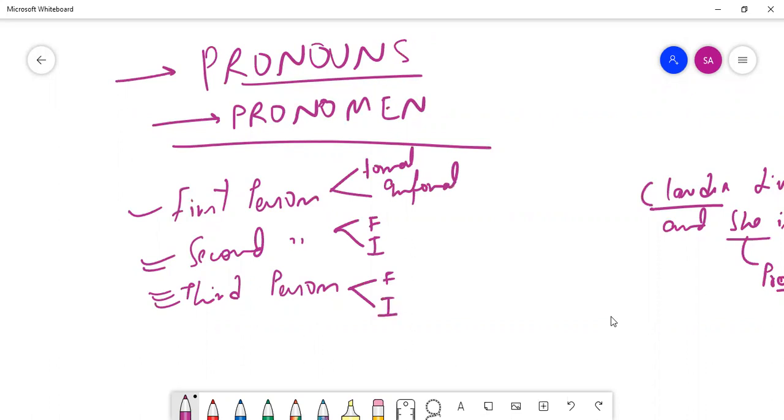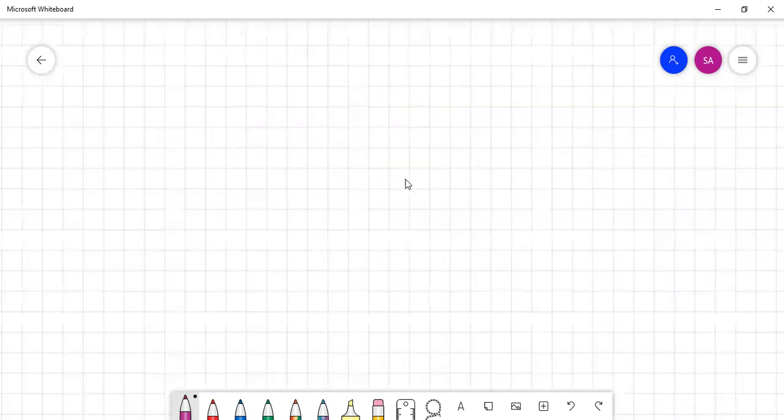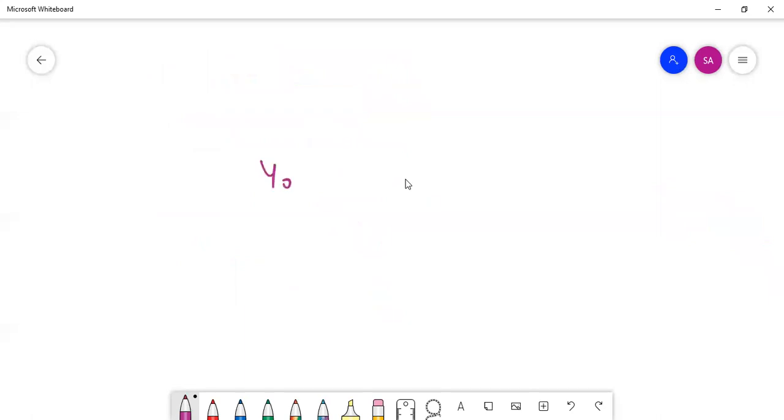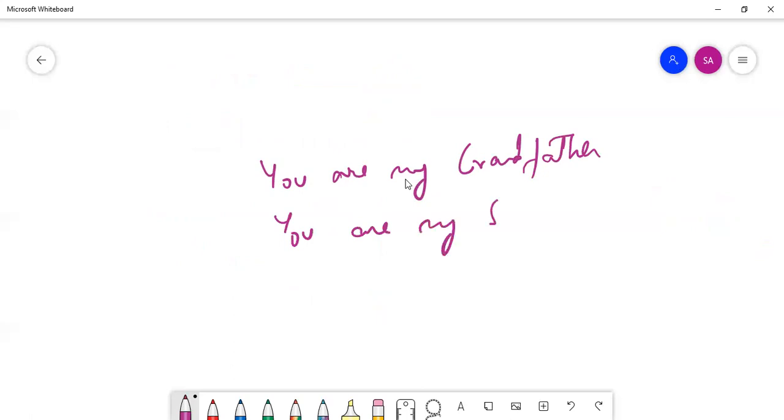Like yesterday, I spoke about if I say "you are my grandfather" and I say "you are my son." So in both examples, I'm using "you." I'll just write it down to make it more clear. You are my grandfather, and you are my son. As you see, the same pronoun is used both ways.